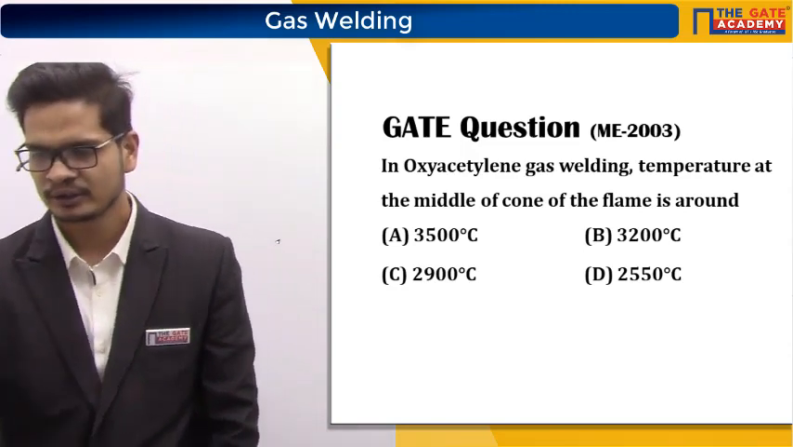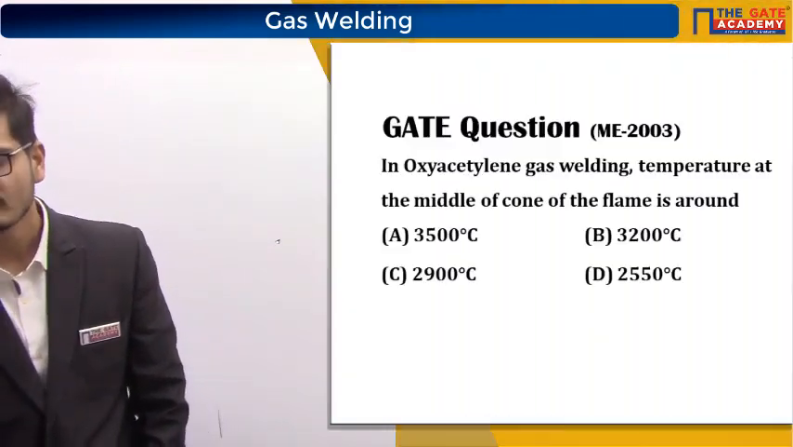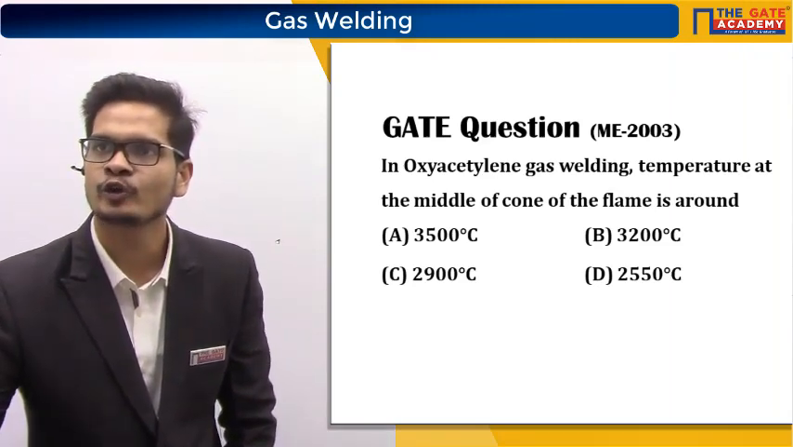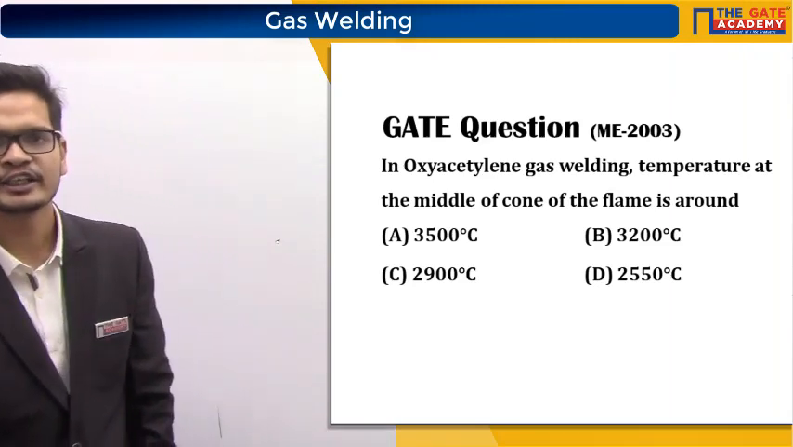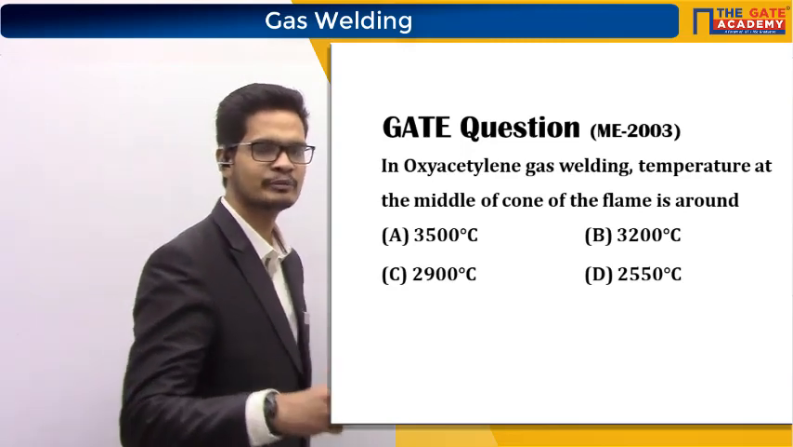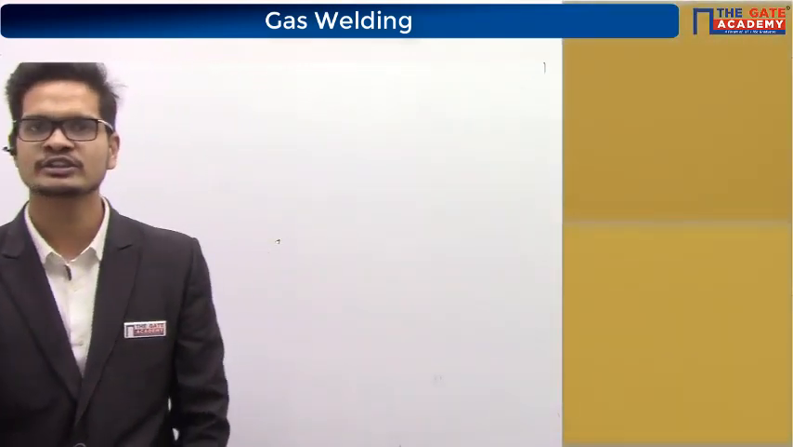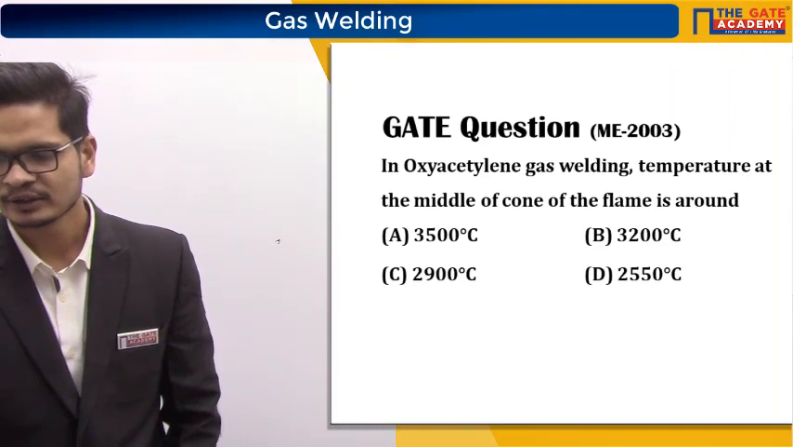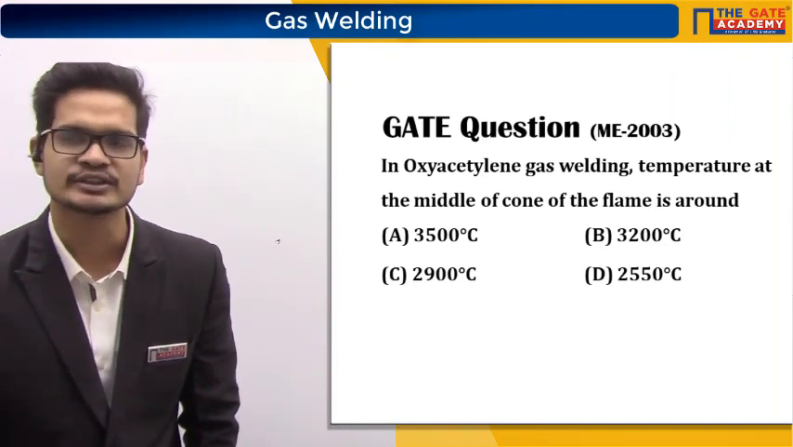Yes, C. First of all, they have not mentioned which flame we are talking about. It can be any flame. It can be oxidizing, it can be carburizing, it can be neutral. But since they have not mentioned anything, we'll take it as neutral flame. So in neutral flame, what is the maximum temperature? It is 3260, about 3200 degrees.